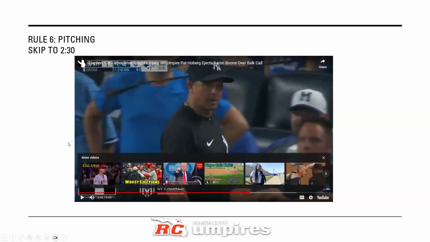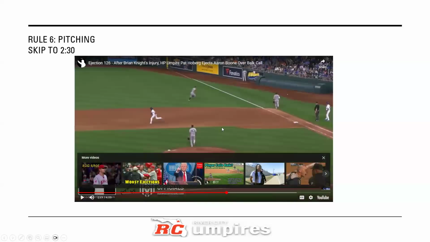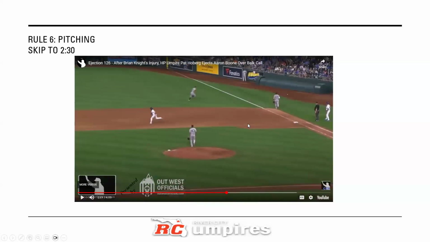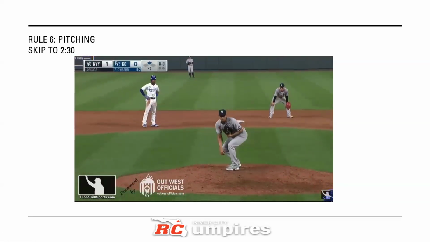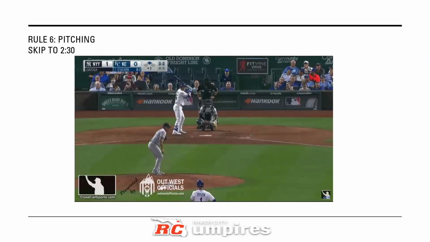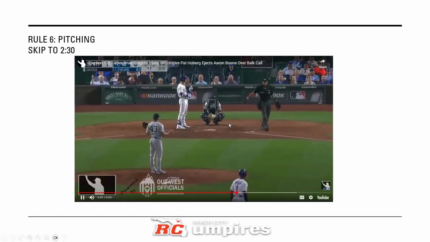We're going to let them explain what this was. Did anybody catch it? Should I show it again? He didn't stand straight up and then step off. He stepped off before he came to a complete stop.